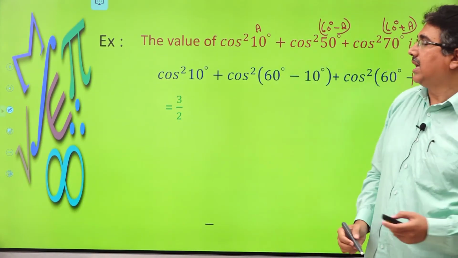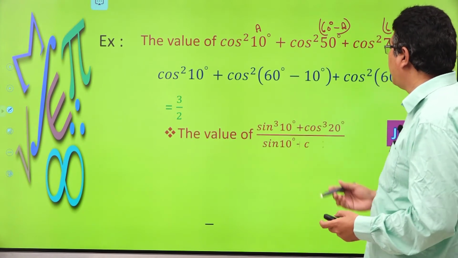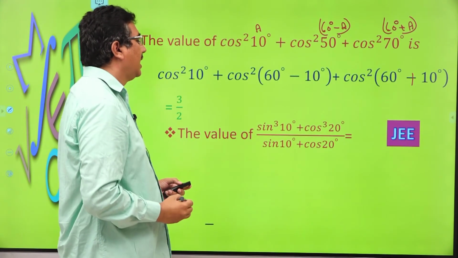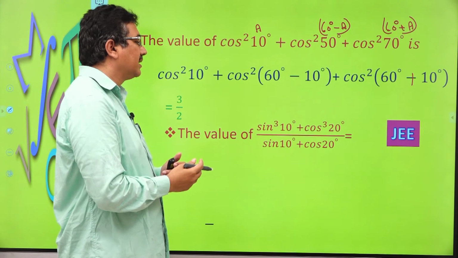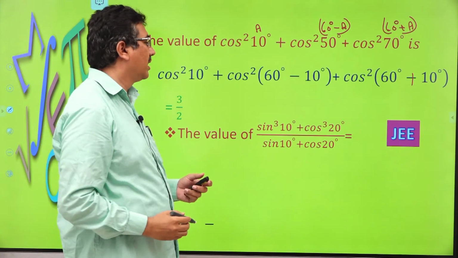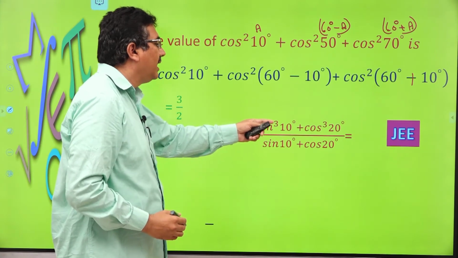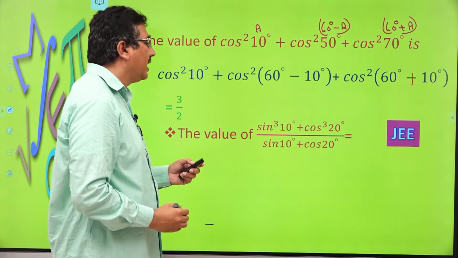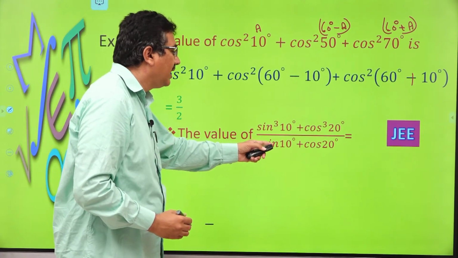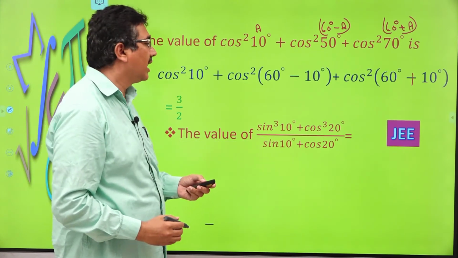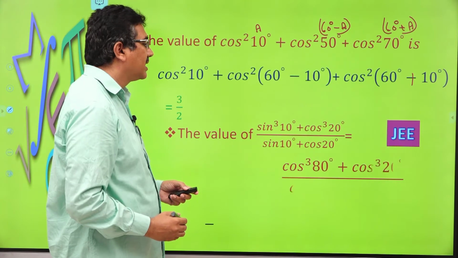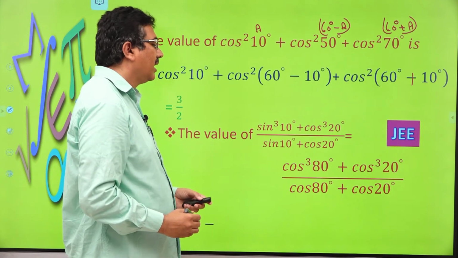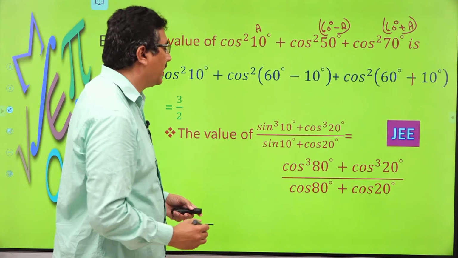Right? See another example. The value of sine cube 10 degrees plus cos cube 20 degrees divided by sine 10 degrees plus cos 20 degrees. Sine cube 10 degrees can be written as cos cube 80 degrees. Similarly, sine 10 degrees can be written as cos 80 degrees. So we have cos cube 80 degrees plus cos cube 20 degrees by cos 80 degrees plus cos 20 degrees.